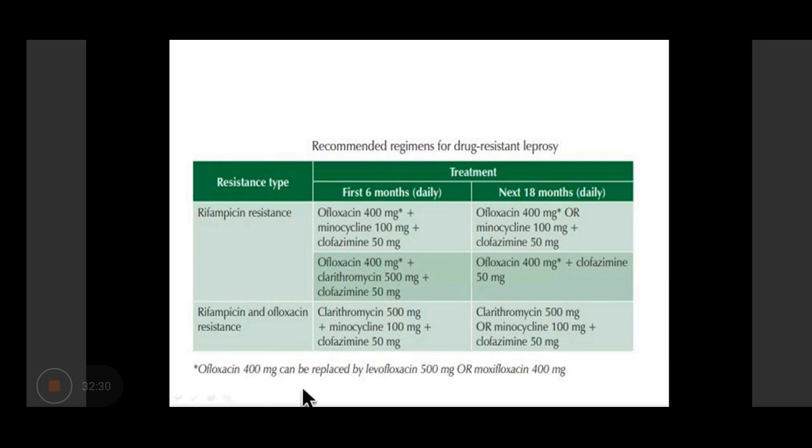Here it is written that ofloxacin 400 mg can be replaced by levofloxacin 500 mg or moxifloxacin 400 mg. So any of these fluoroquinolones can be used, ofloxacin or levofloxacin or moxifloxacin. Only ciprofloxacin cannot be used.